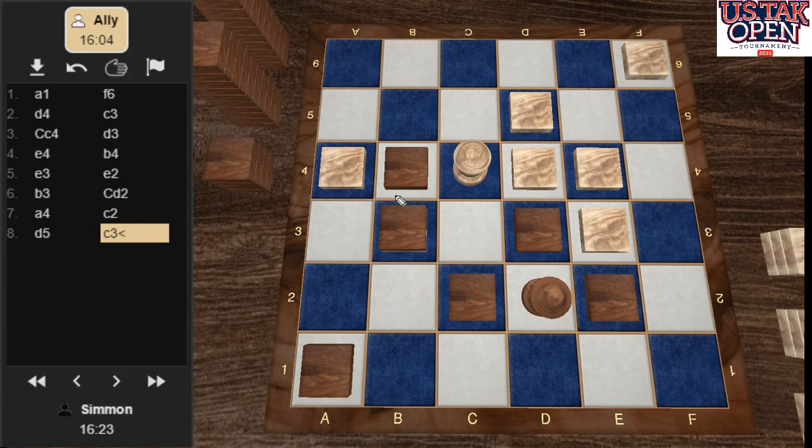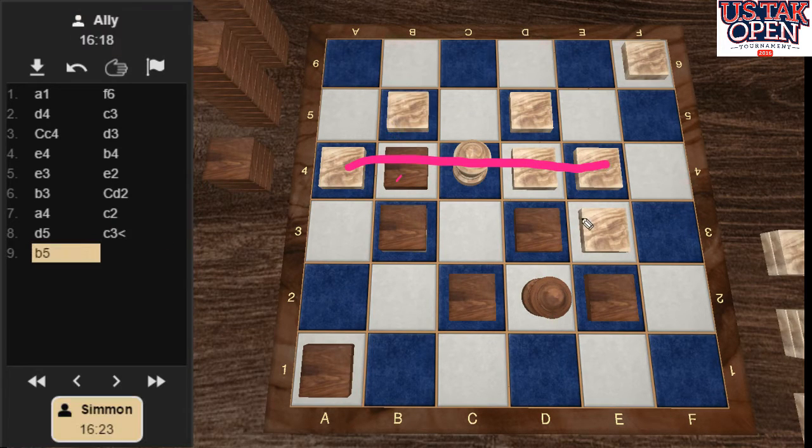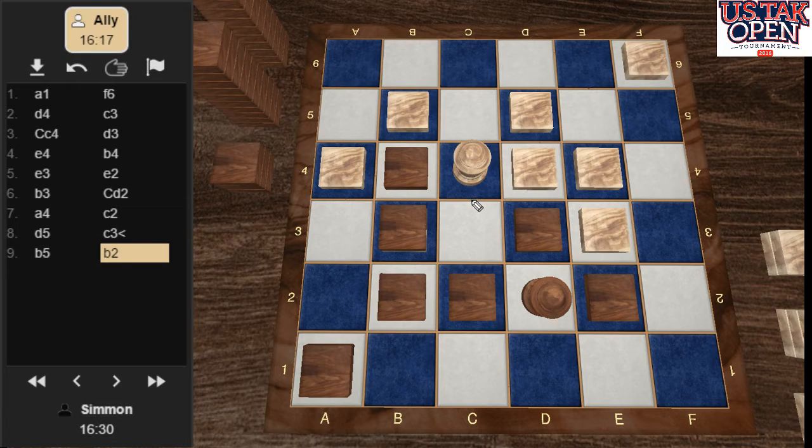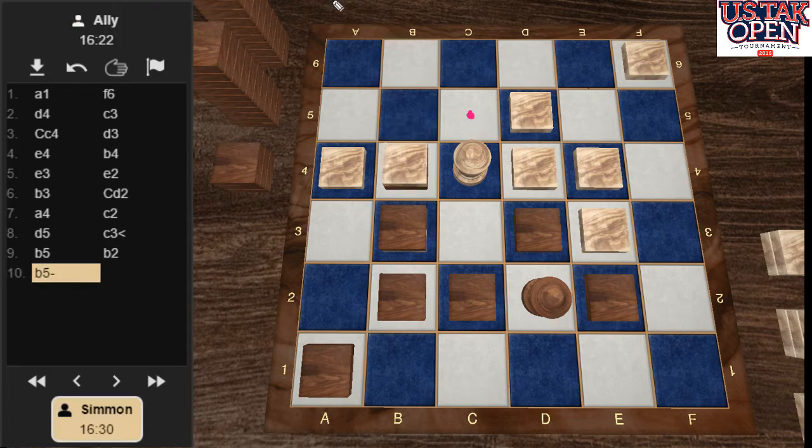All right, and Simmon, of course, does see it and blocks that. But yes, with that piece on there, this threat through here would mean that this capture could be responded to with this capture to maintain control of the road. So C5 looks pretty good for Ally.